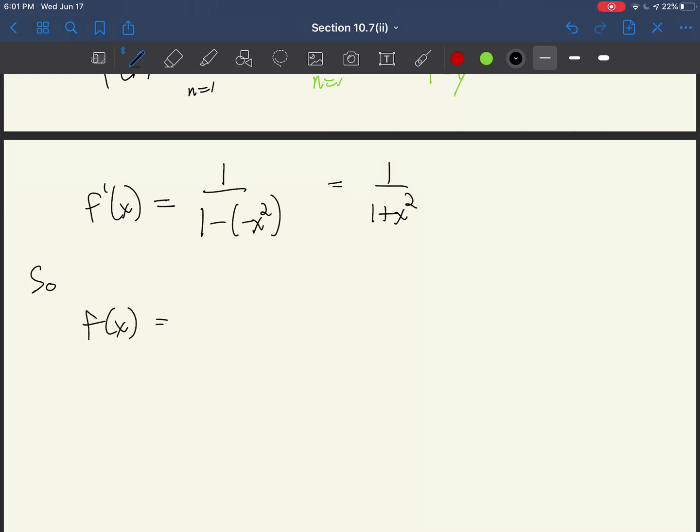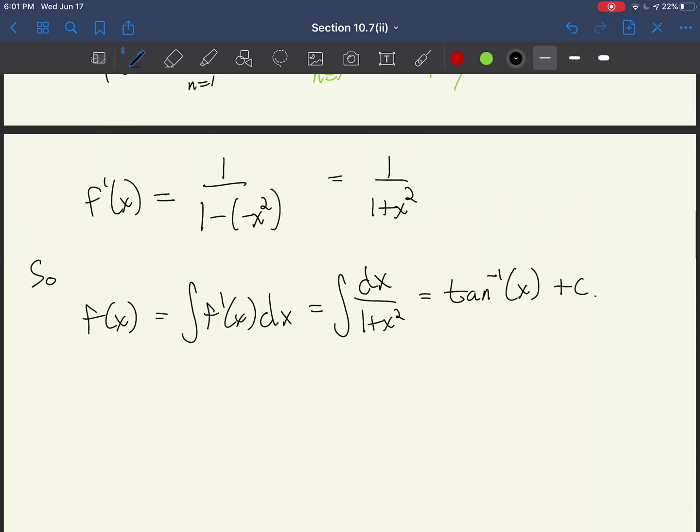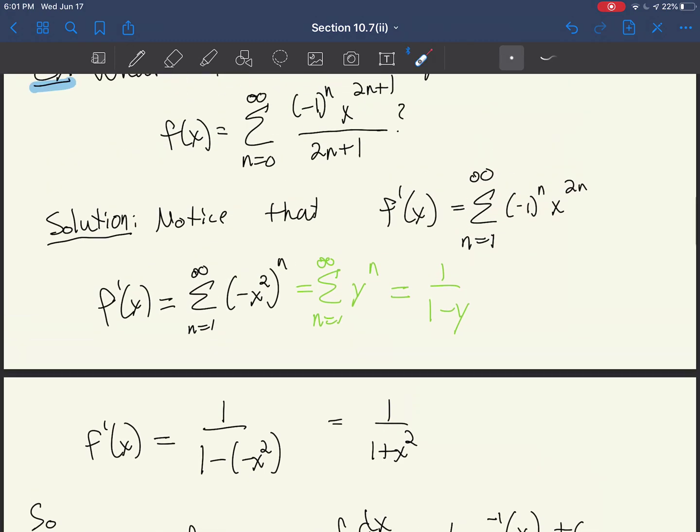So if we wanted f of x, now we just integrate. So f of x is the integral of f prime of x dx, which is the integral of dx over 1 plus x squared. This is a well-known integral. This is tan inverse of x plus c. So now we need to figure out what this plus c is.